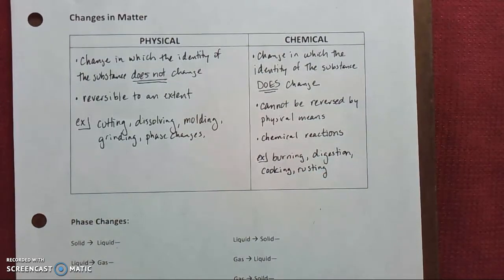So if we have an old bicycle outside for a couple years and we end up with a pile of rust, we cannot take that rust and put it back together and get our bicycle back. So that is the difference between a physical and a chemical change in matter.